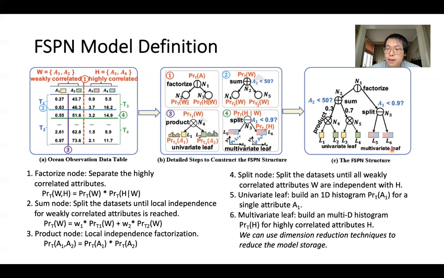And for the right branch of a factorized node, we introduce the split node, which is different from the sum node. It also tries to split the dataset, but it doesn't aim to find independent attributes. It's trying to break the correlations between the highly correlated attributes and the weakly correlated attributes. Until all the highly correlated attributes are independent of the weakly correlated attributes, we introduce a multivariate leaf to directly build distributions using a multidimensional histogram with dimensional reduction techniques on the highly correlated attributes.